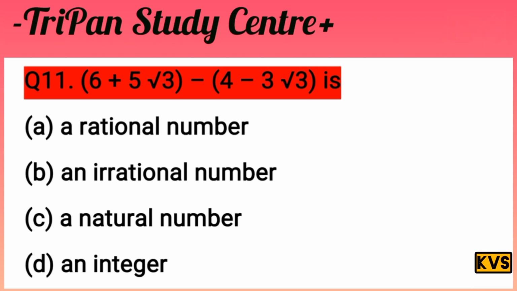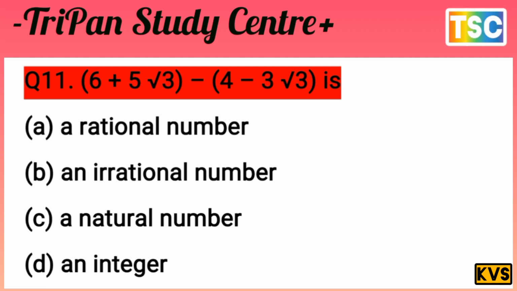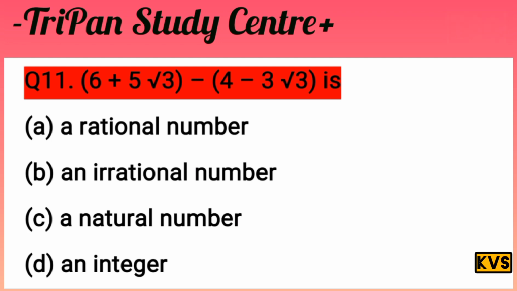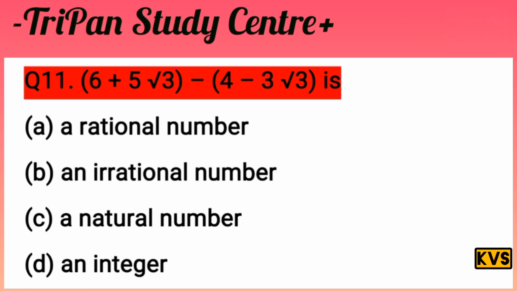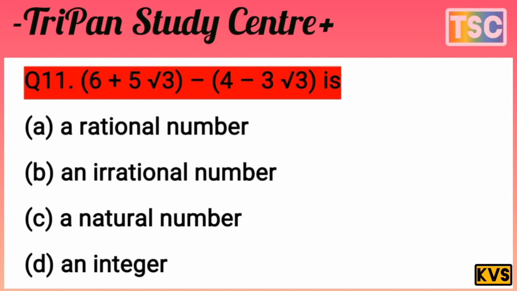The question is: 6 plus 5 root 3 minus 4 minus 3 root 3 is. The options are A, a rational number, B, an irrational number, C, a natural number, D, an integer. Take your notebook and calculate here.